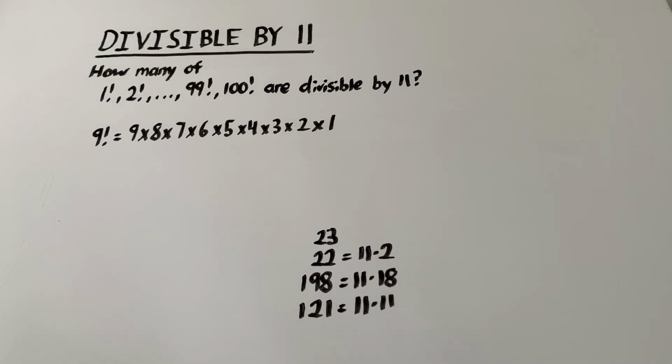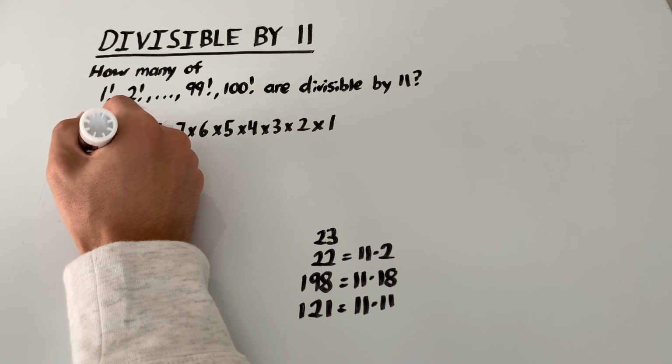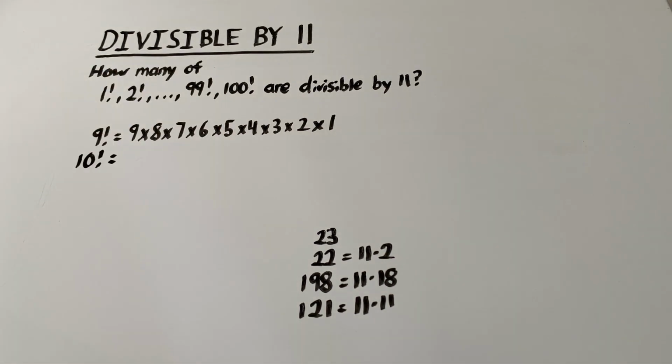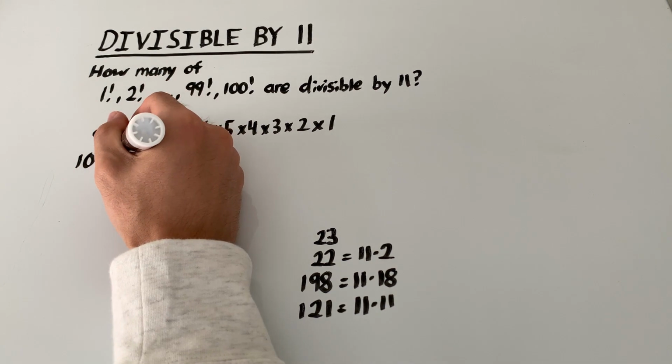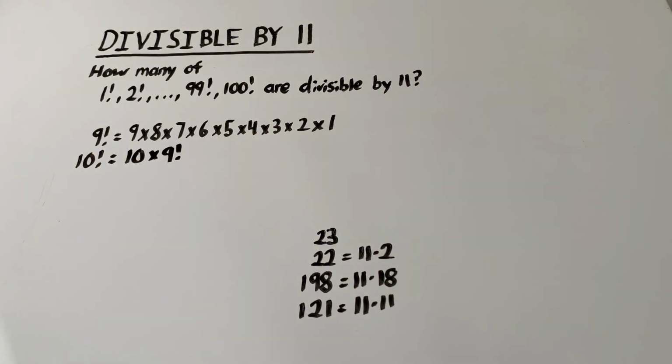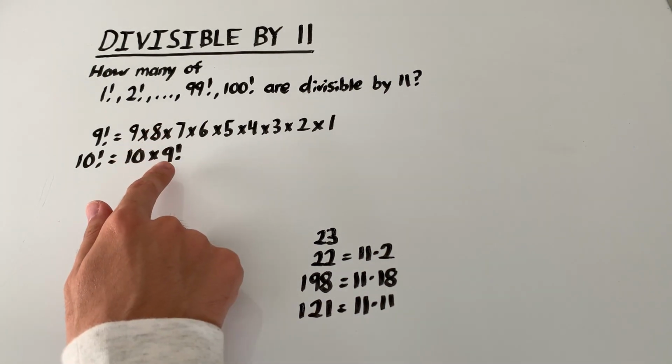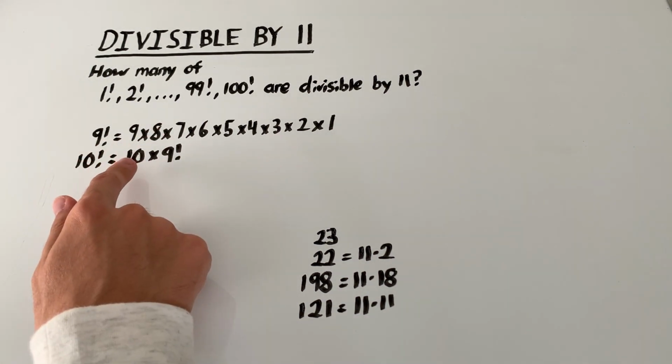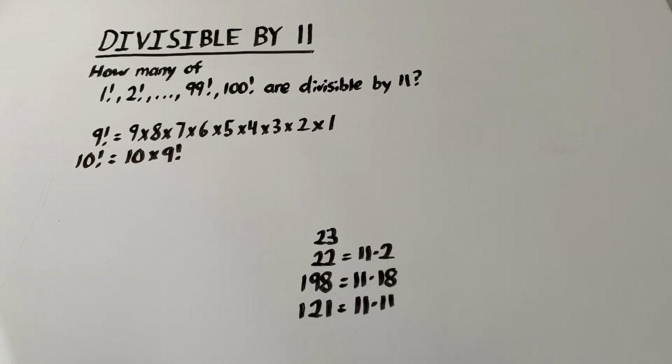What about 10 factorial? Now 10 factorial is just 10 times 9 times 8 times 7 all the way to times 3 times 2 times 1, which is the same as 10 times 9 factorial. And since we already found that there are no factors of 11 in 9 factorial, and this is not 11, it's a 10, that means there are no factors of 11 in 10 factorial as well. So 10 factorial is also not divisible by 11.